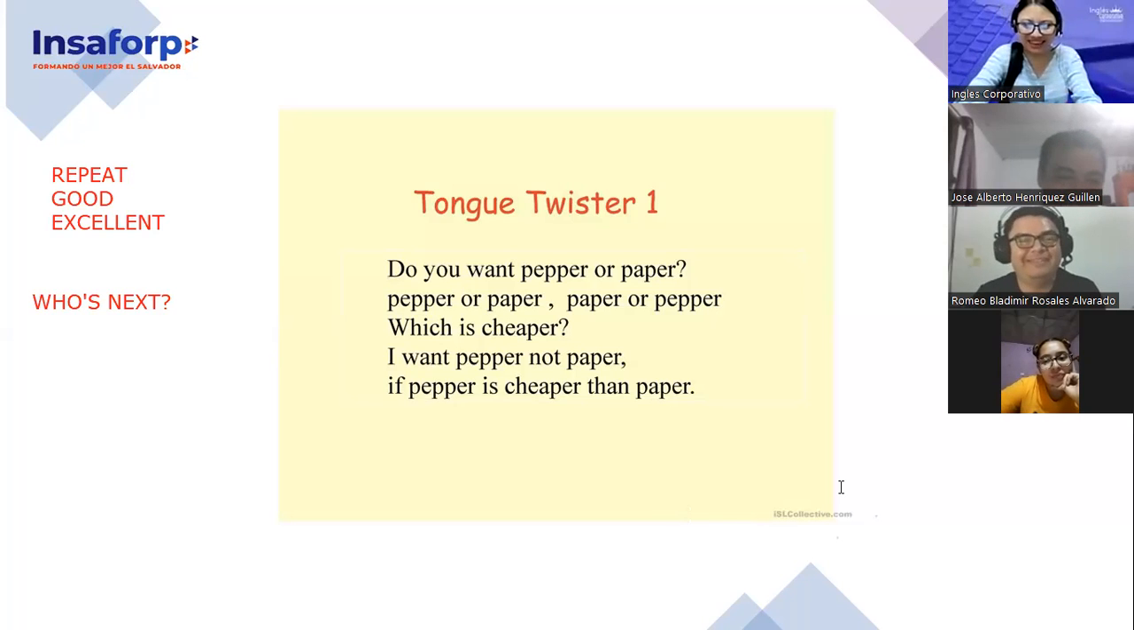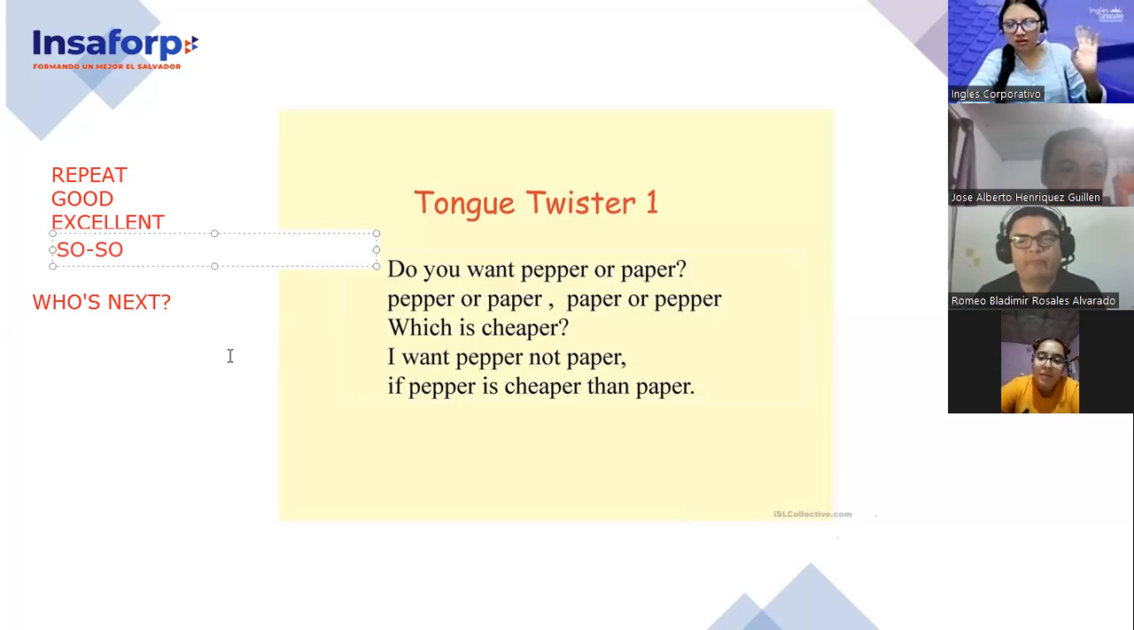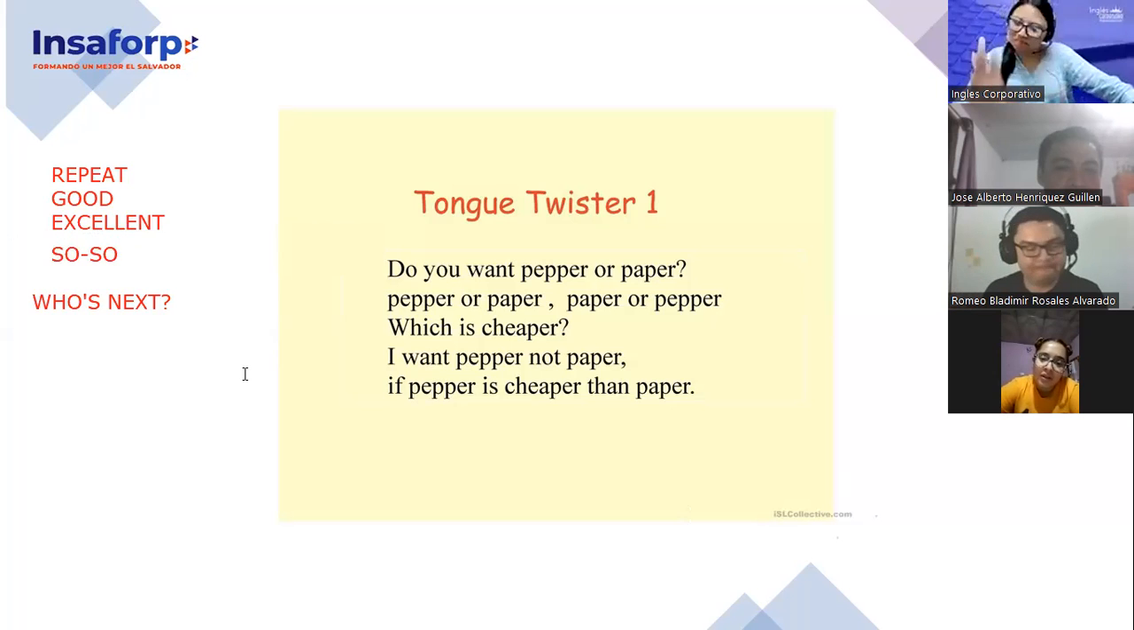Okay, pongamos esa categoría. Me encanta esa categoría. So solid. So great. Relax. Saben que yo siento que los nervios los atacan porque está fácil el tongue twister. Ok, primer clase, la segunda clase ya no se las perdono. José Alberto, who's next?